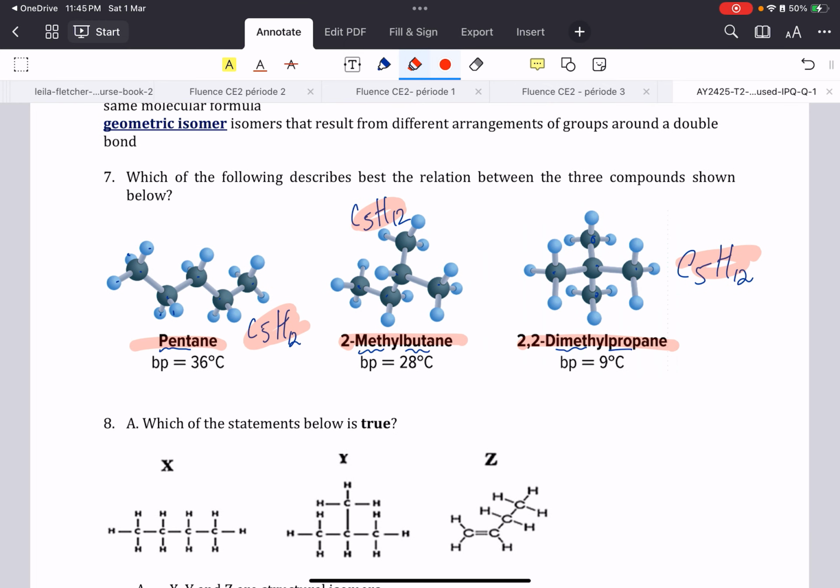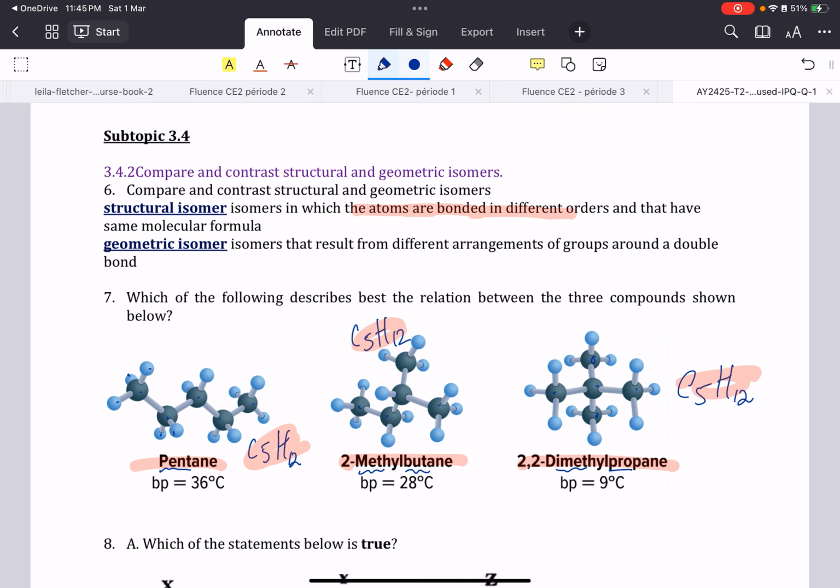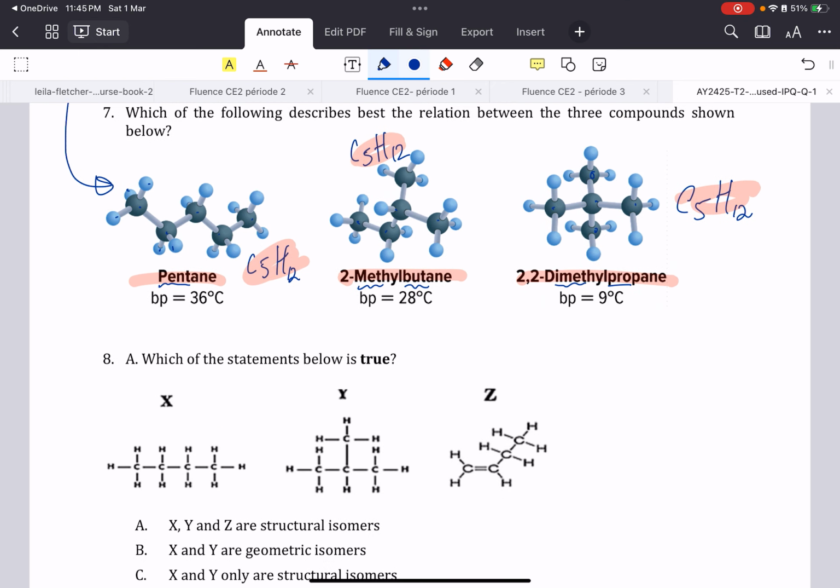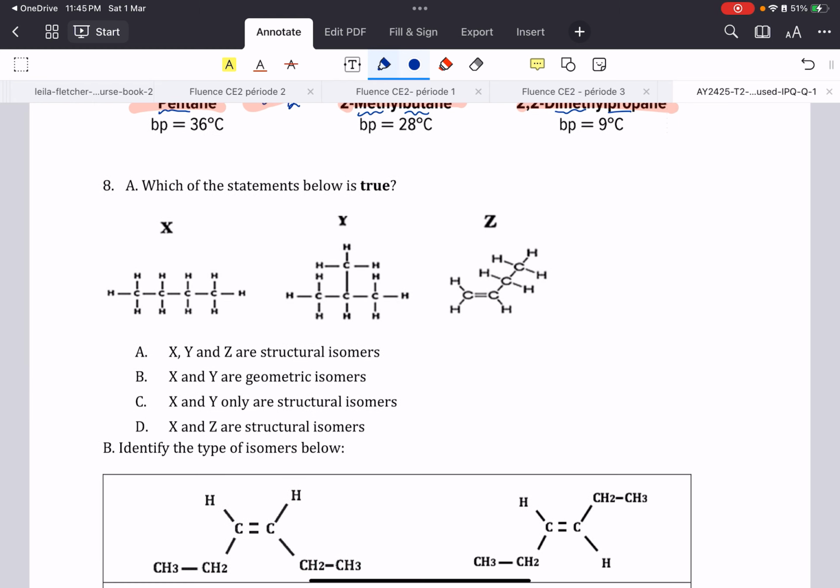So which of the following best describes the relationship between the 3 compounds down here? So these are isomers. Now to be more specific, these are structural isomers, not geometric isomers. Geometric isomers, we need a double bond to talk about geometric isomers. So next, which of the statements is true?